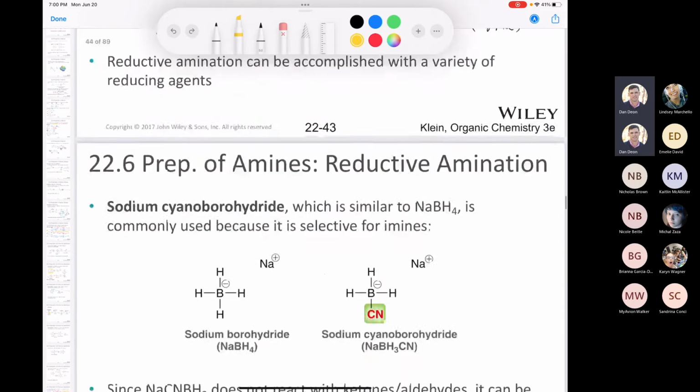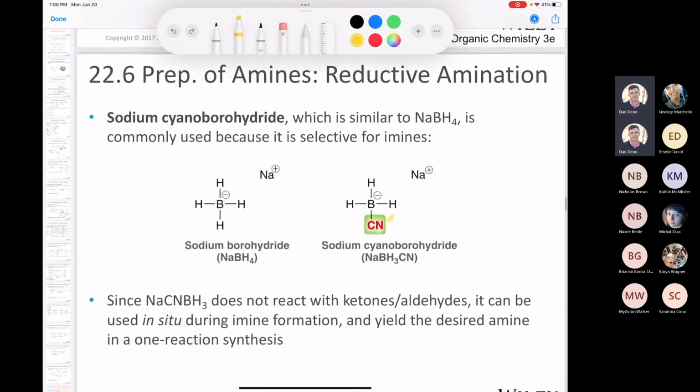However, when you add a cyano group, the cyano group is electron withdrawing, and it stabilizes the negative charge on the boron. And the bottom line is that this is a weaker reducing agent than sodium borohydride. So it doesn't react with the ketone or aldehyde. It doesn't react until the imine is formed.